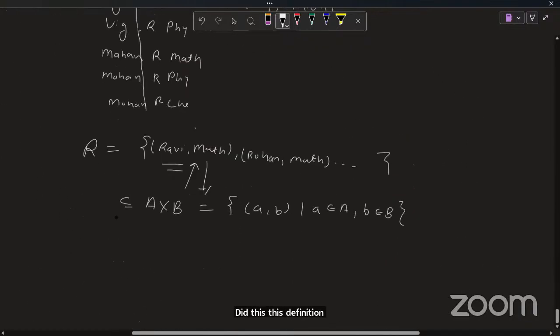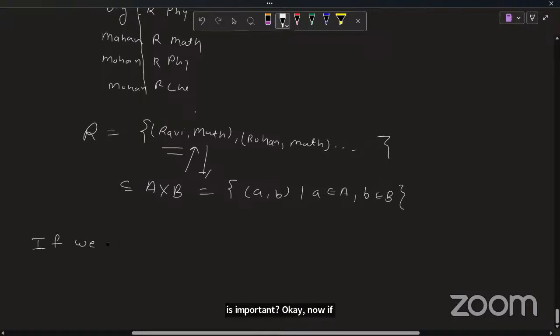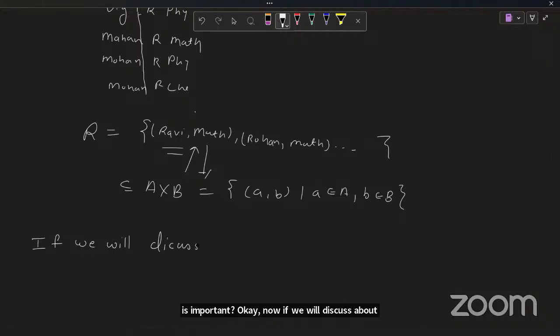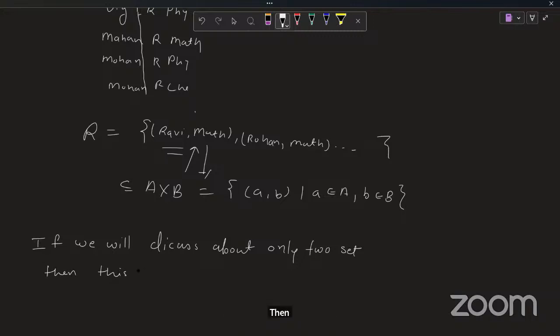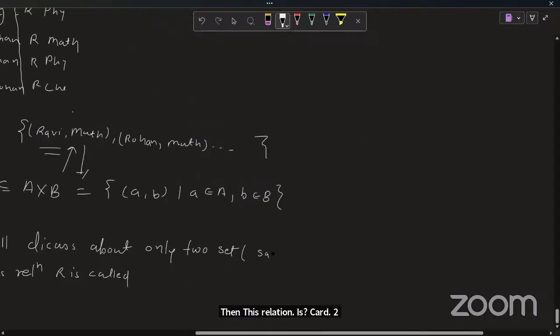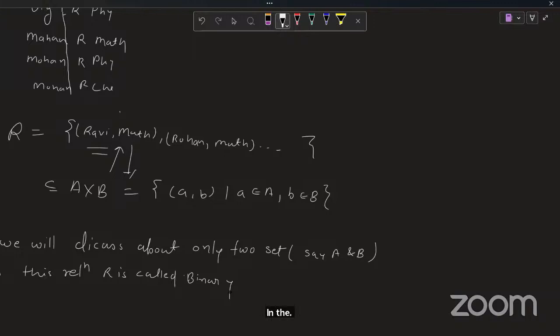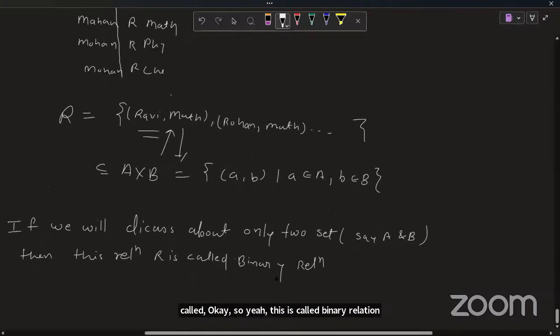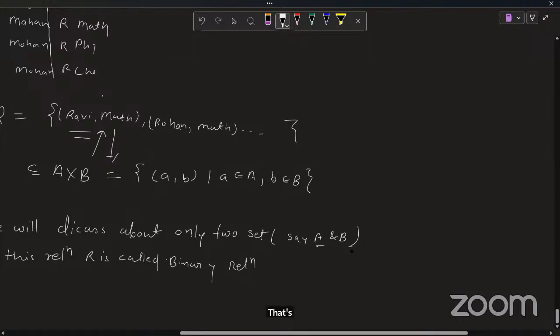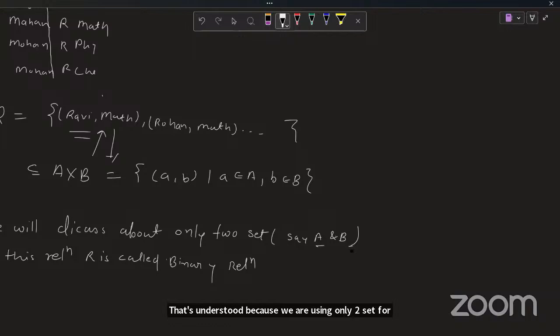Now, if we discuss only two sets, say A and B, then this relation R is called a binary relation. If we discuss three sets, then this relation is called a tertiary relation. So here this is called a binary relation, because we are using only two sets for defining this relation. If we use three sets, then it will be a tertiary relation. Got the idea? Yes, sir.